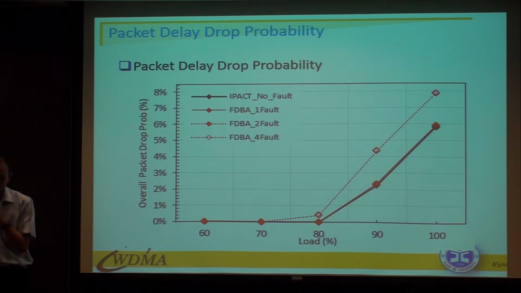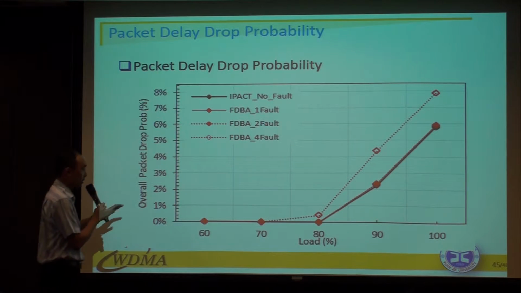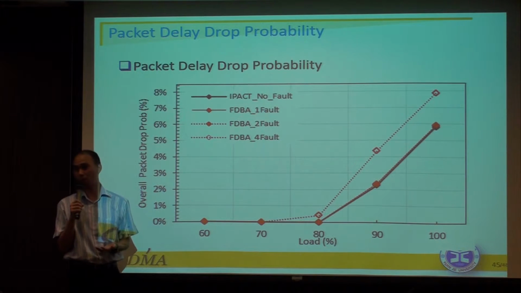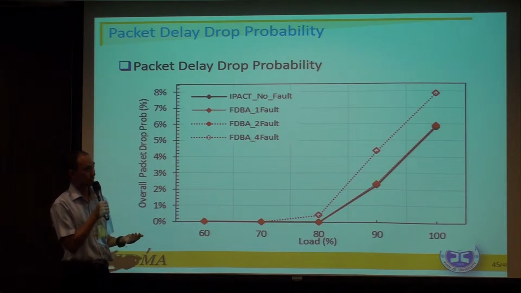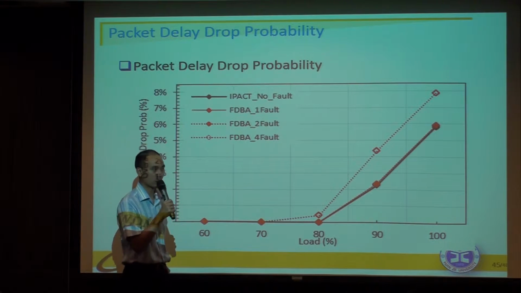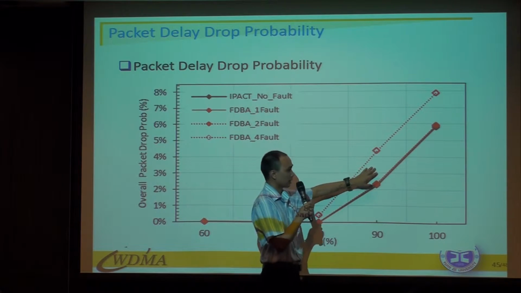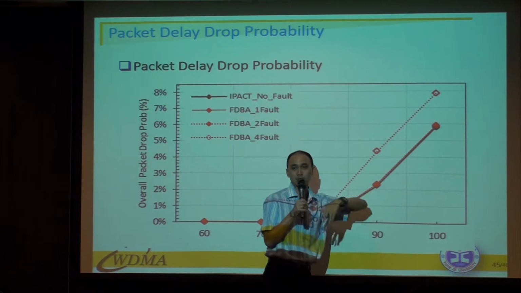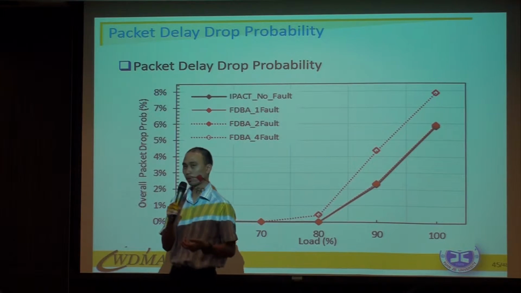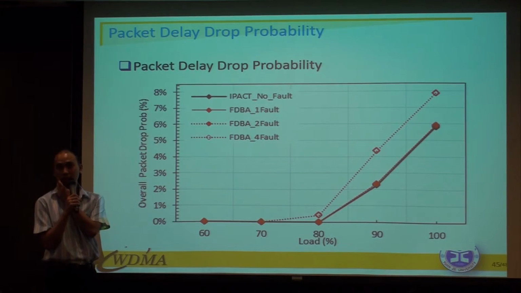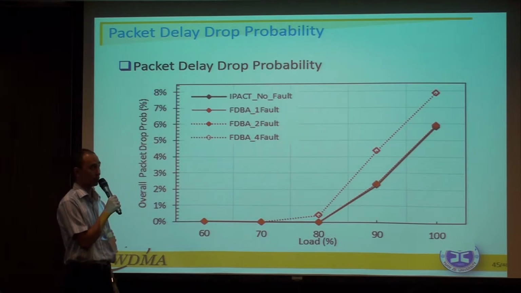And here is the packet delay and drop probability. Basically, this one is the total packet drop. Based on our simulation, we have another data. Most of the data that has been dropped here is for the BE traffic, because the BE traffic is the lowest priority packet in the system.